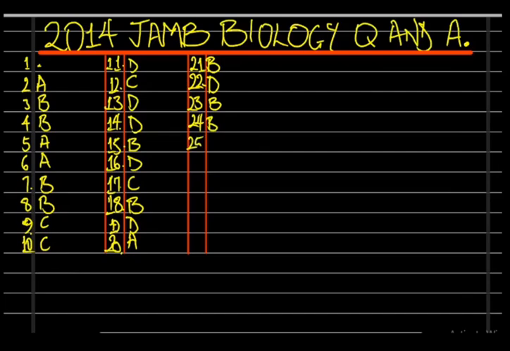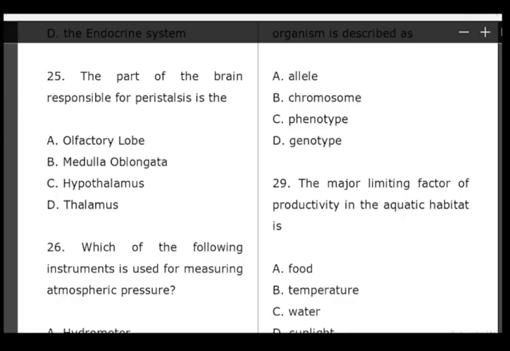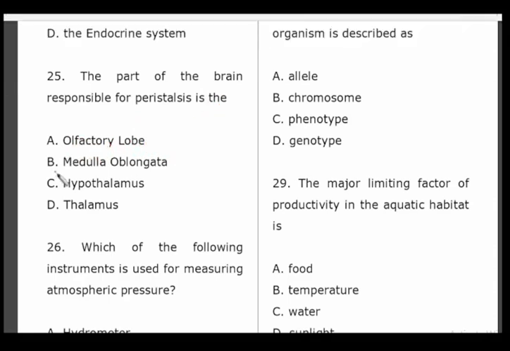On question 25, the part of the brain responsible for peristalsis is the: A. olfactory lobe, B. medulla oblongata, C. hypothalamus, and D. thalamus. Now, this particular activity of the body, peristalsis, talking about digestion, the movement of food down the throat, is actually monitored or controlled by the medulla oblongata. It is not the olfactory lobe. The olfactory lobe is responsible for smell sensation.